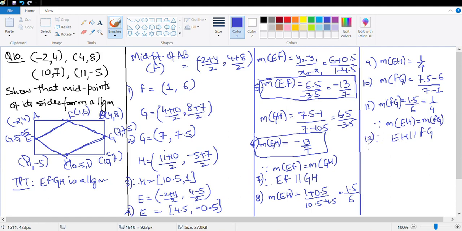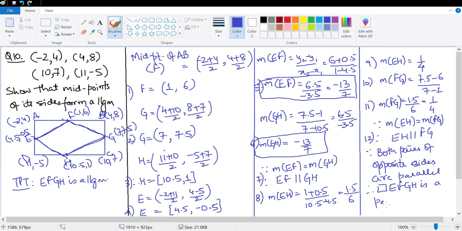That's my number 12. Since both pairs of opposite sides are parallel, therefore quadrilateral EFGH is a parallelogram. Perfect. That finishes this work for us.